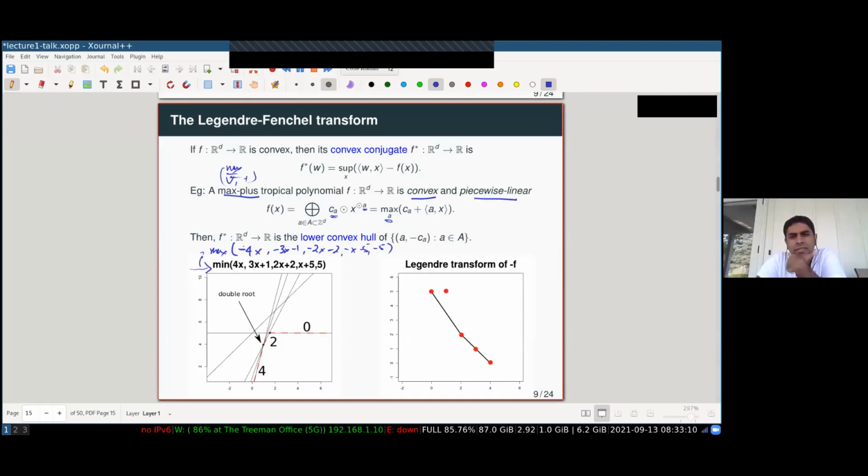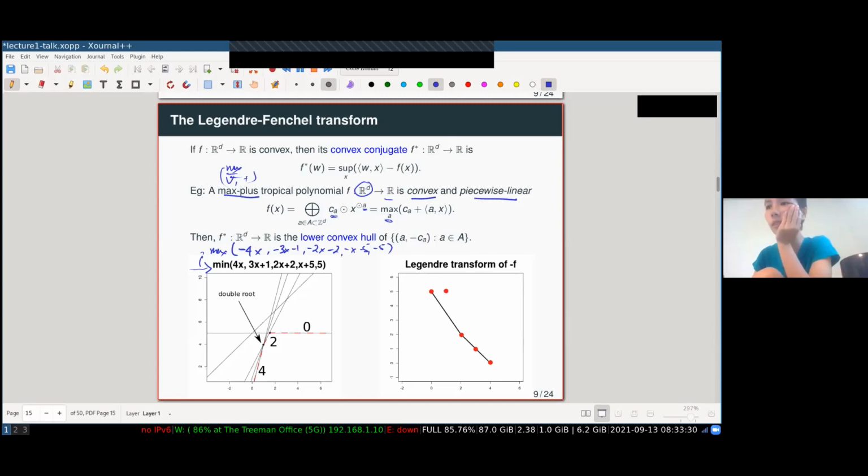Can I ask a question? Yeah, please. In the max-plus tropical polynomial, you define this to be always convex and piecewise linear, but is that a one-dimensional function? No, it's not. It's from R^d to R. So you have several variables there. X is a vector of variables.